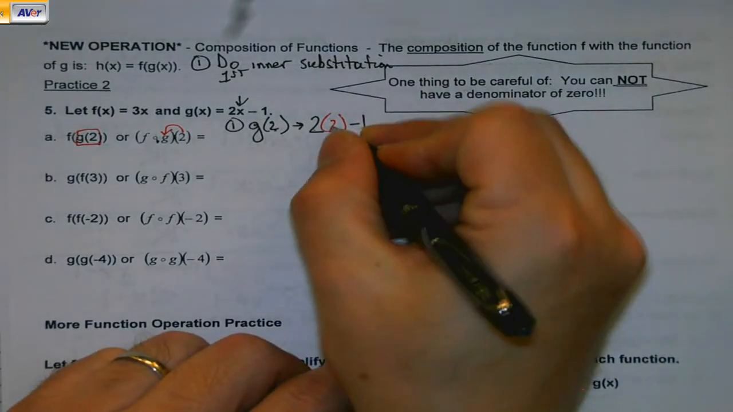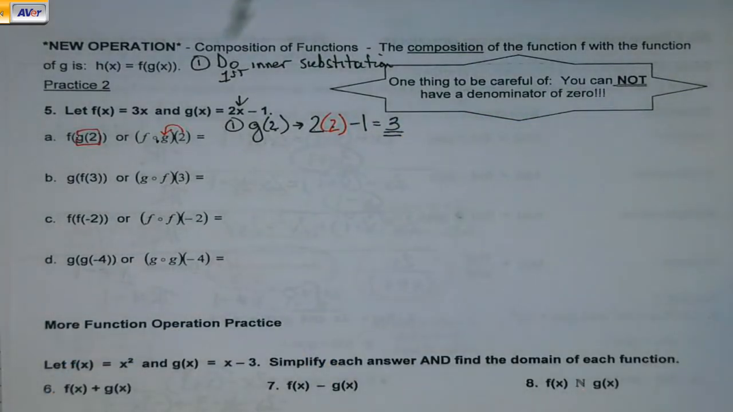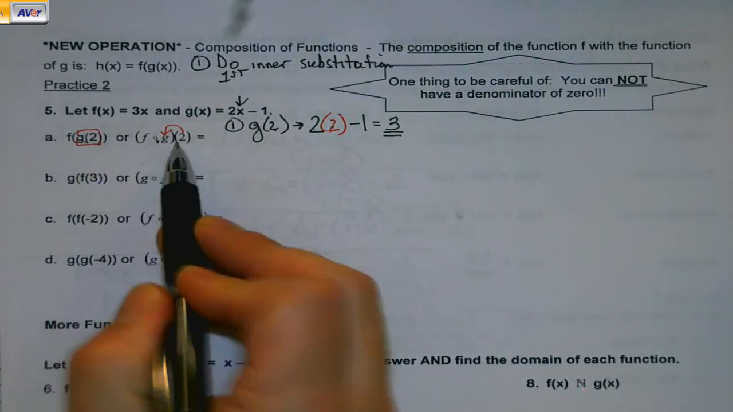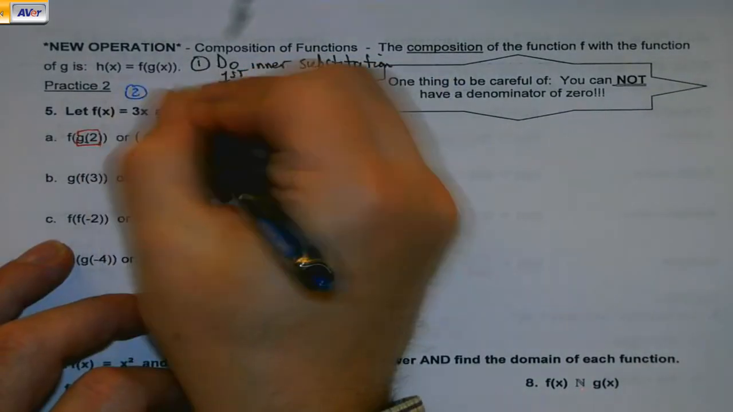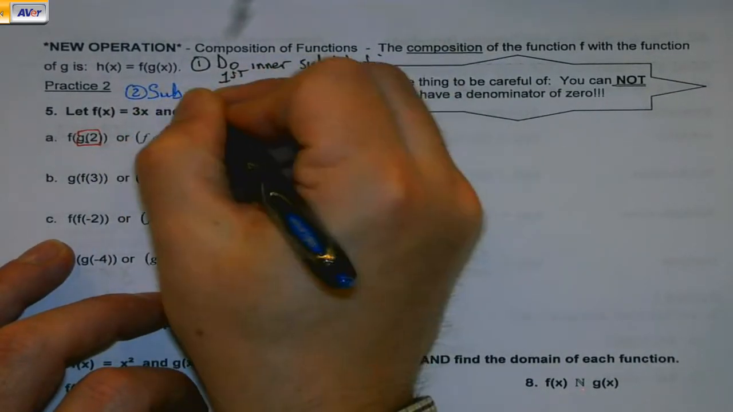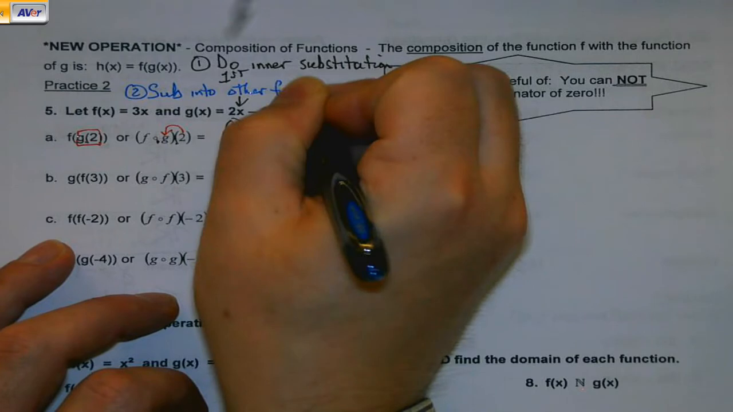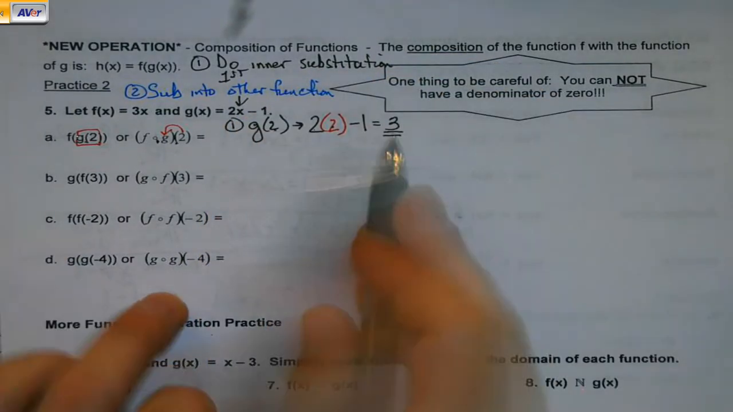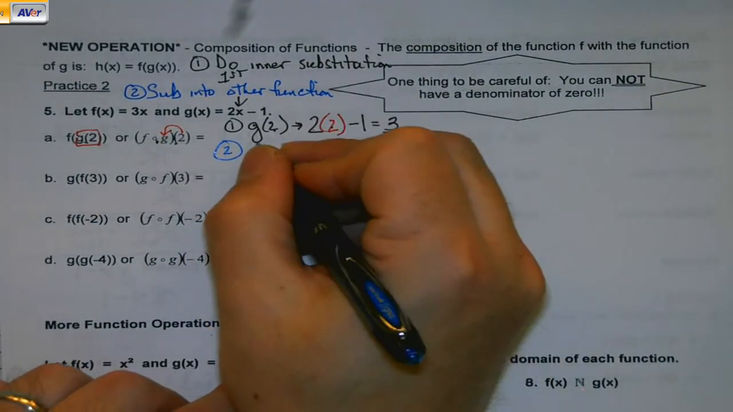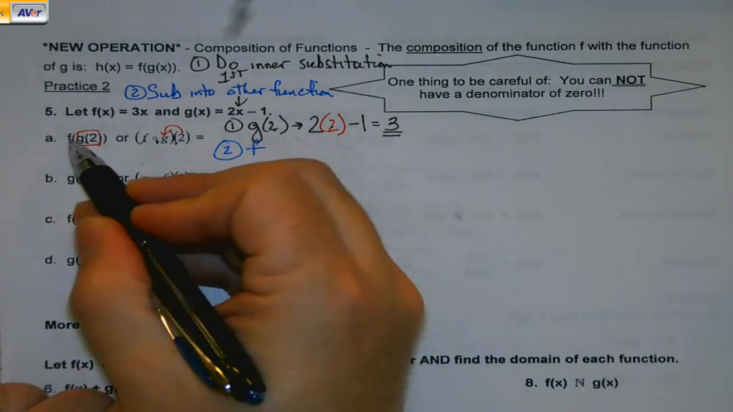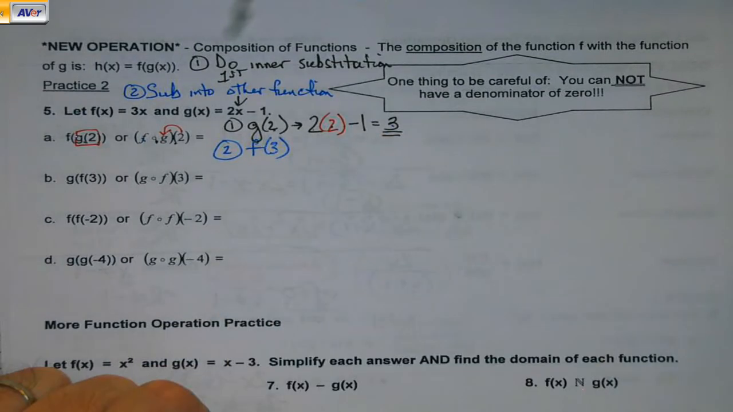So 2 times 2 is 4, minus 1 is 3. Okay, now that's not my final answer. That just takes care of this first part, this g of 2. But we only got one more step. And our last step is we're going to substitute that into the other function. So once I've found my first value, my g of 2, my second job is to do the f function in this case, but I'm plugging in my answer from the first one. So I'm doing f of 3.